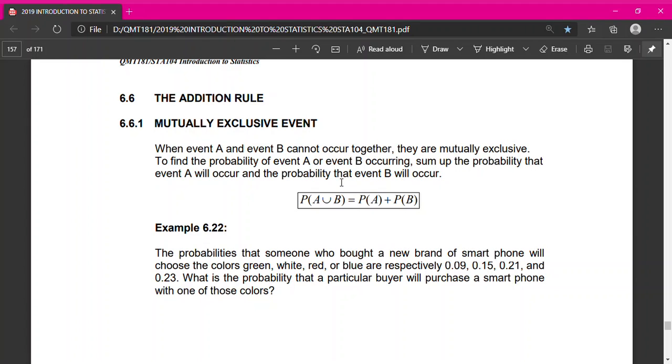Okay, Assalamualaikum. Today we proceed with the next topic, which is the addition rule. Okay, in this topic we have mutually exclusive event, non-mutually exclusive event, dan juga independent event. So you kena ingat dia punya condition. Macam mana condition untuk mutually exclusive, macam mana condition untuk independent event.